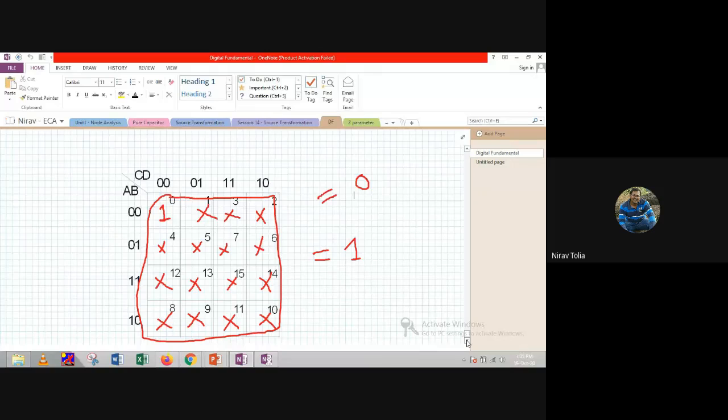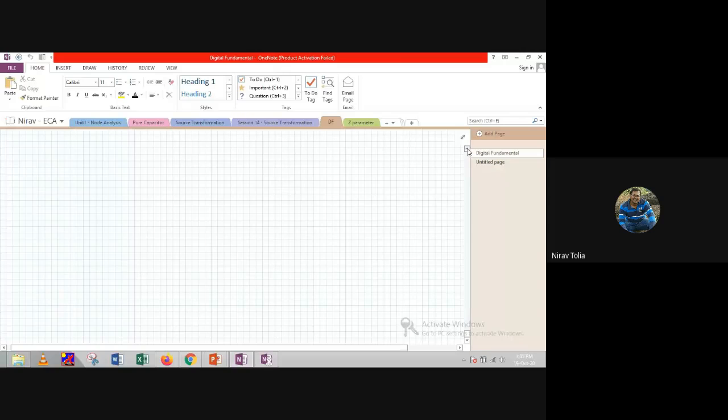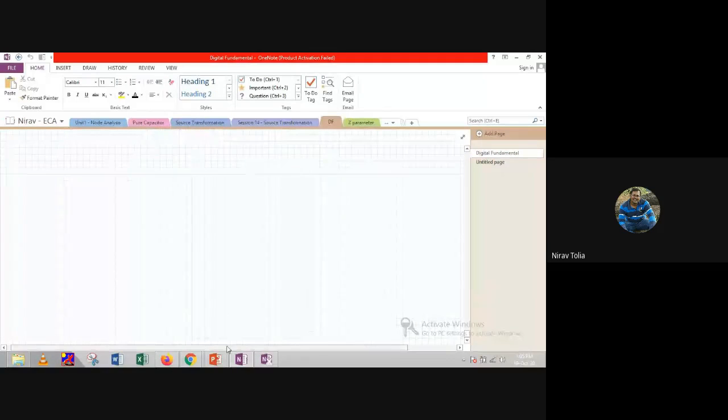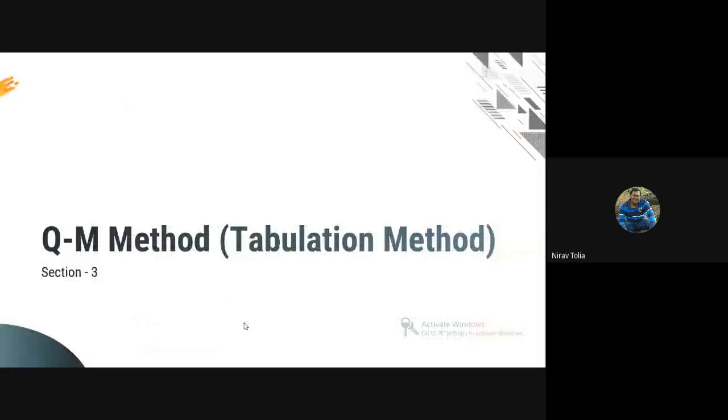Okay, so let's start today's session. Today we have to learn about another method, which is known as the QM method, or you can say its name is the tabulation method. Again, this QM method is useful to reduce the function only.